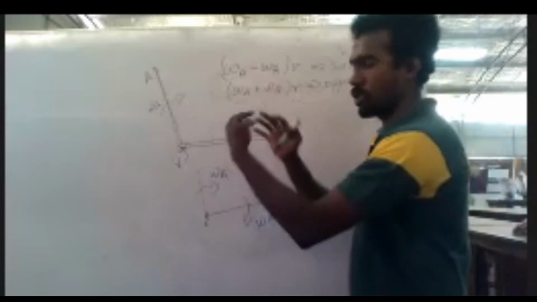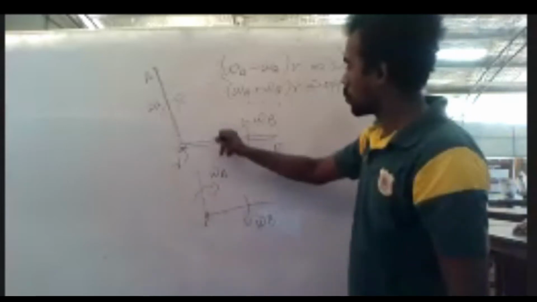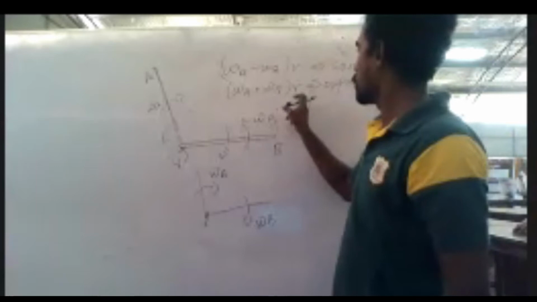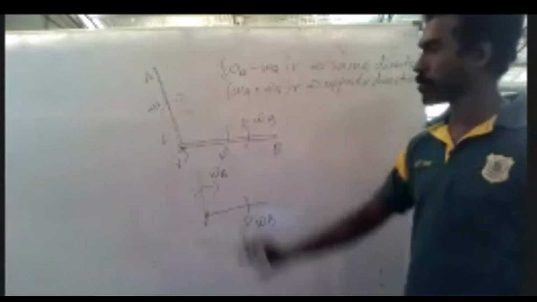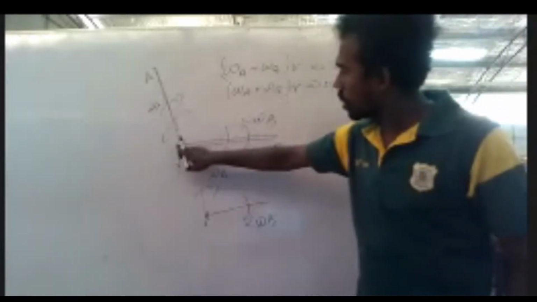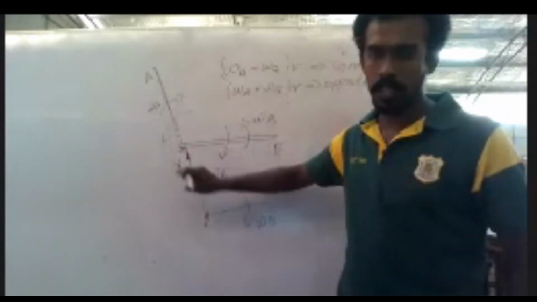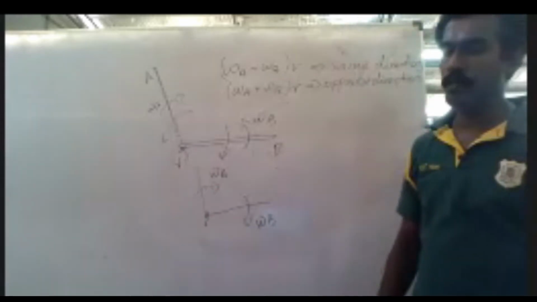Either they can move towards each other or they can move the other way also. If this is omega B and this is omega A, in opposite directions, we will go for omega A plus omega B into R. This radius is the radius of the pin joint, right? This is the radius of the pin joint.